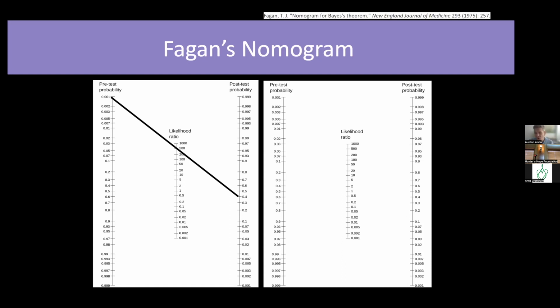So you always need to have a follow-up. You always need to have a second independent source of data to identify whether a disease is truly present or not. The great thing about Bayesian reasoning and Fagan's Nomogram is that you can use these iteratively.